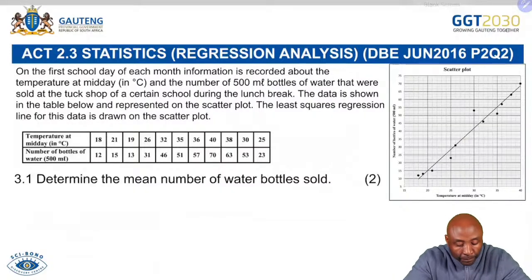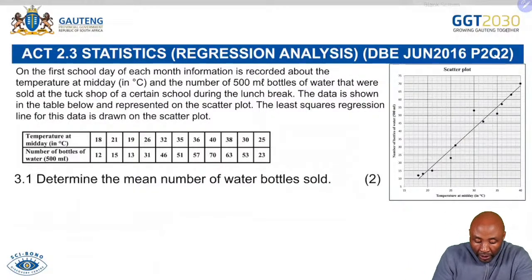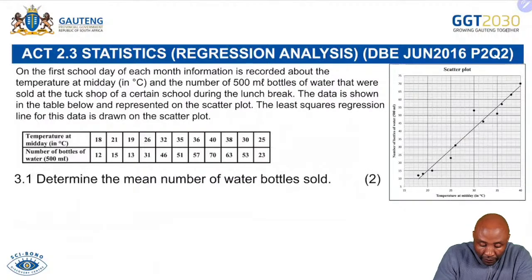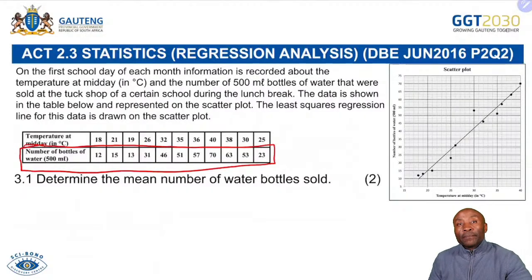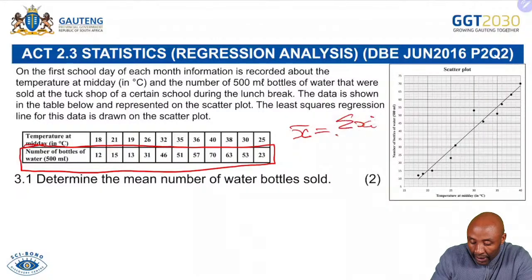I'll come back. So to determine the mean number of water bottles, now we are focusing on the block for the 500 ml water bottles. So we want to find the mean for that data set. We go back. Our definition for mean is the sum of all data items divided by the number.